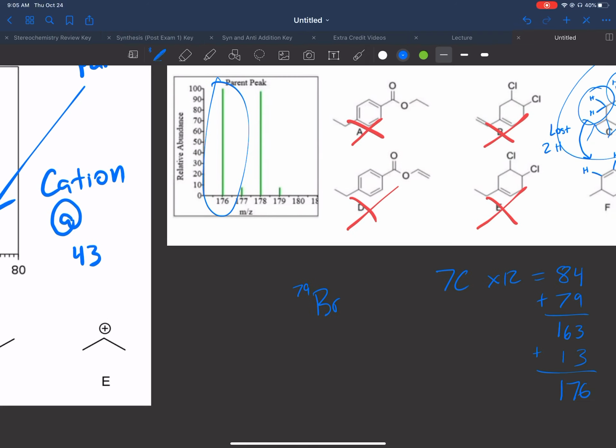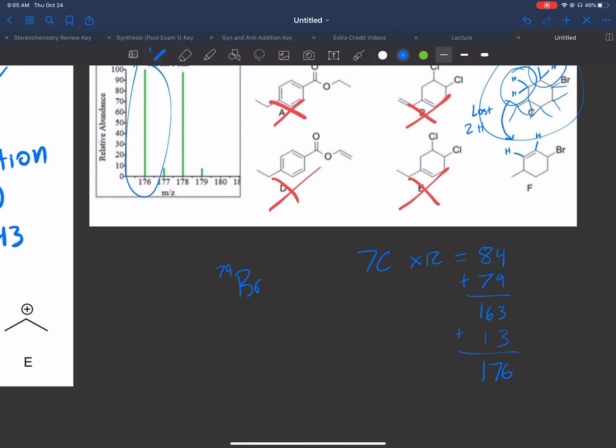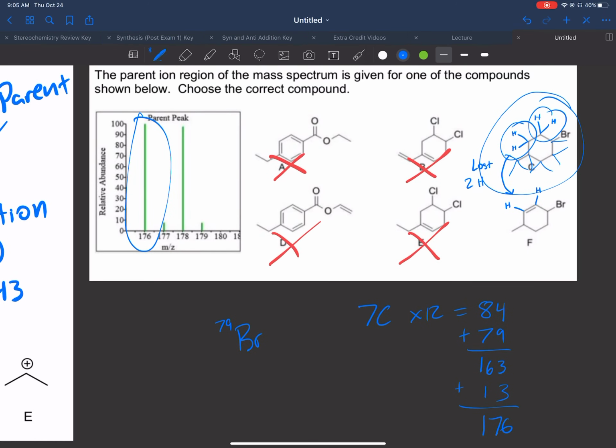If I use Br81, that's just a mass of 2 higher, so I would get 178. So that matches up perfectly with our peaks.